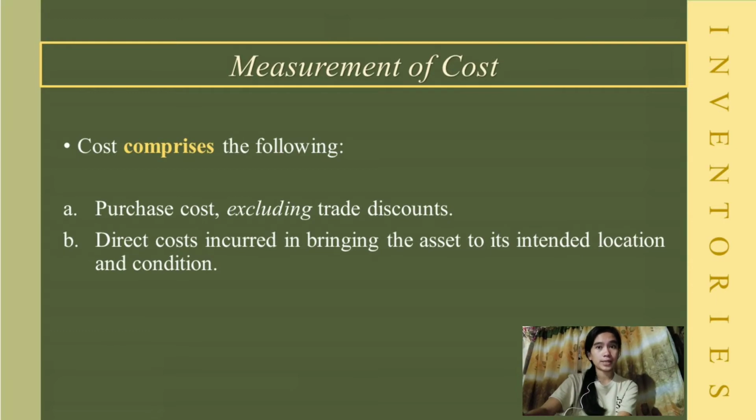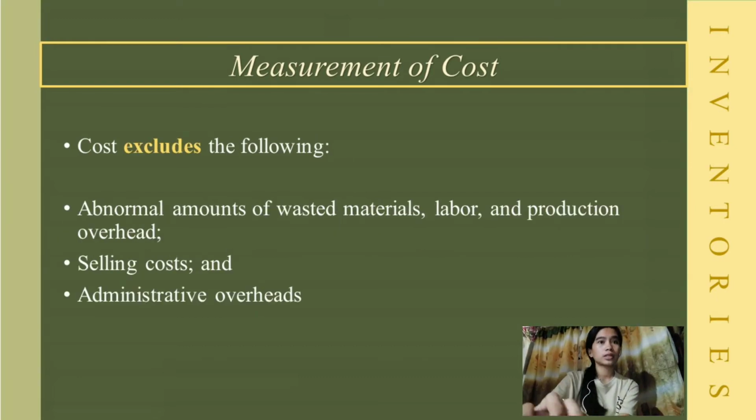So the cost comprises the purchase cost, which excludes the trade discounts, and the direct cost incurred in bringing the asset to its intended location and condition. This direct cost includes the freight cost, conversion costs such as cost of labor, and production overhead for manufactured items. Moreover, cost excludes the following: the abnormal amounts of wasted materials, labor and production overhead, selling cost, and administrative overheads.